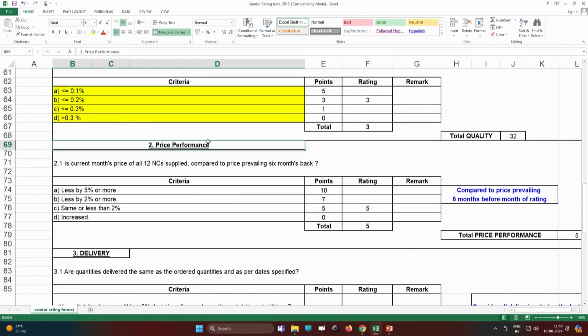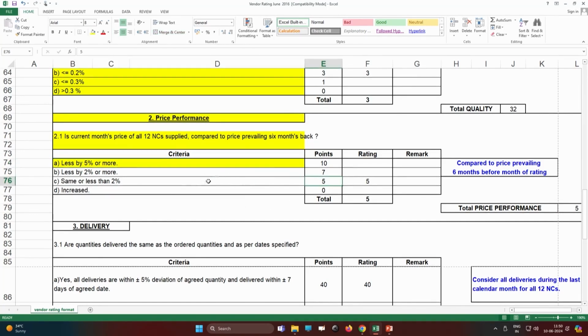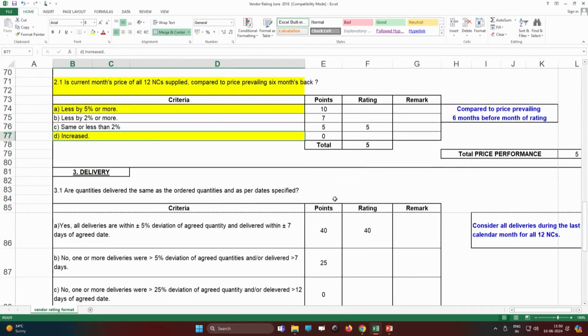Now next is price performance. Obviously, how will you record price performance? Whether that person has increased the price, maintained the same price, or lowered the price. If lowered the price by 5%, you will give 10, because maybe you have increased the lot quantity. If less than 2%, you will give 5 marks, right? If the person has increased the price, you will give 0 marks, right? So this is how you will do the pricing, okay?